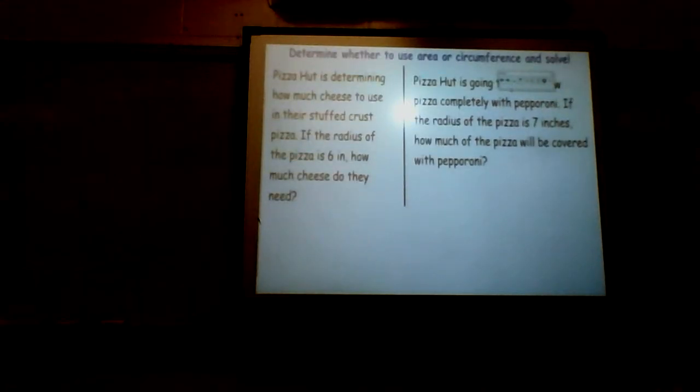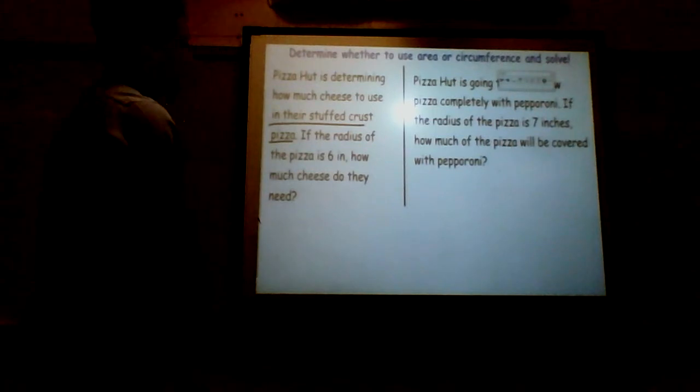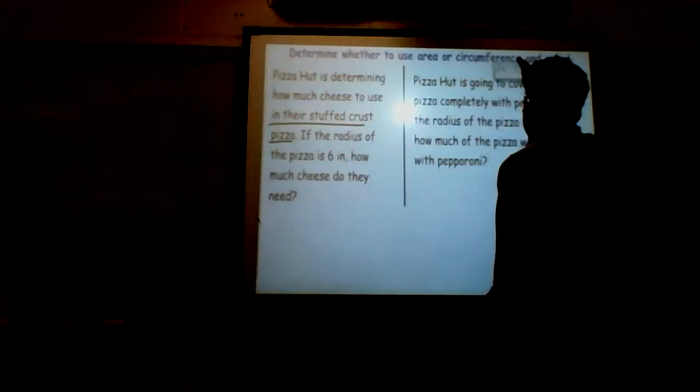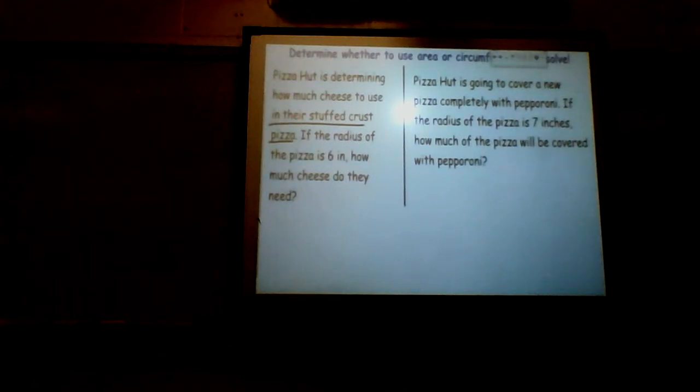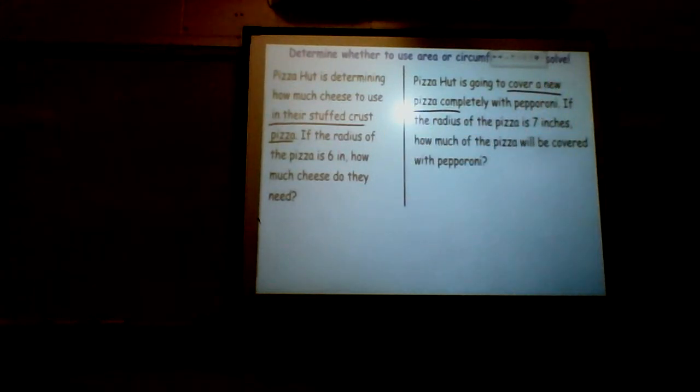The question on the left. Pizza Hut is determining how much cheese to use in their stuffed crust pizza. If the radius of the pizza is 6 inches, how much cheese do they need? We're talking about the cheese in their stuffed crust pizza. The question on the right. Pizza is going to cover a new pizza completely with pepperoni. The radius of the pizza is 7 inches. How much of the pizza will be covered with pepperoni?